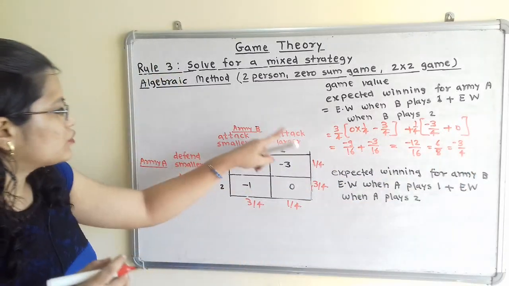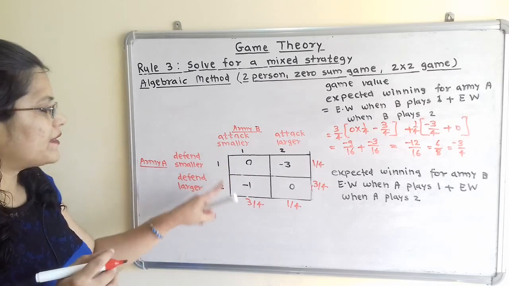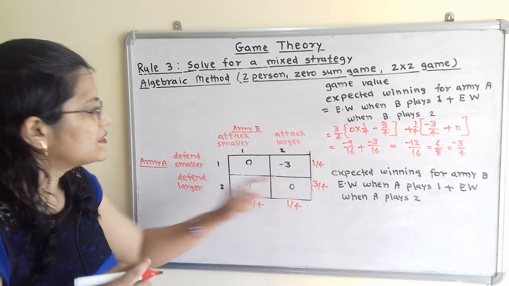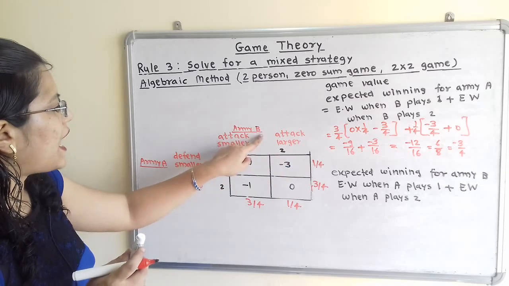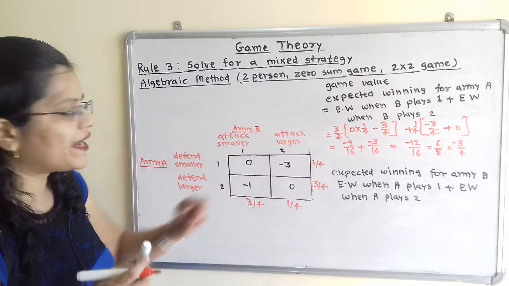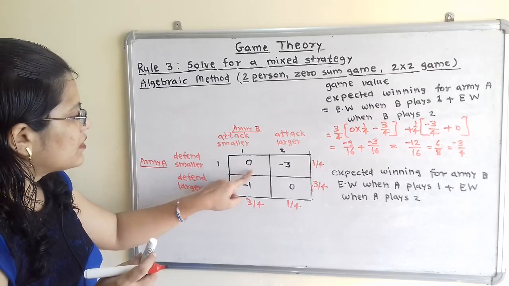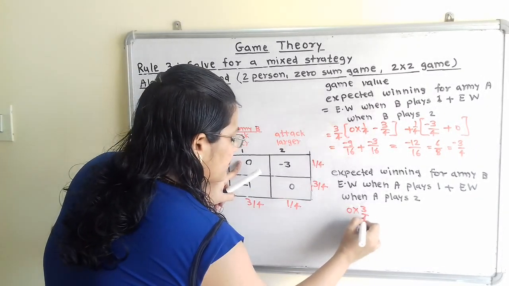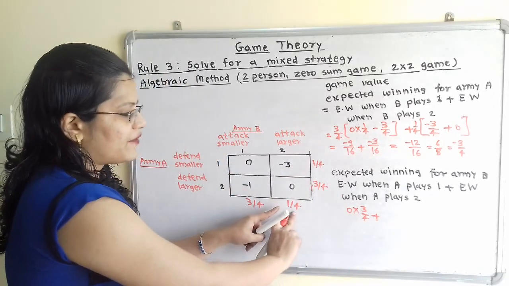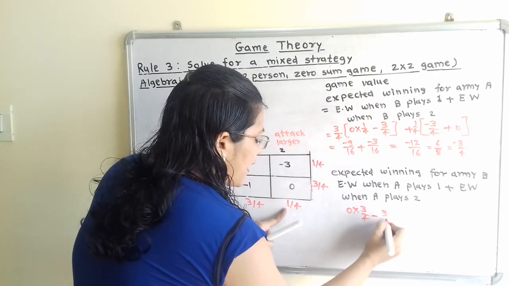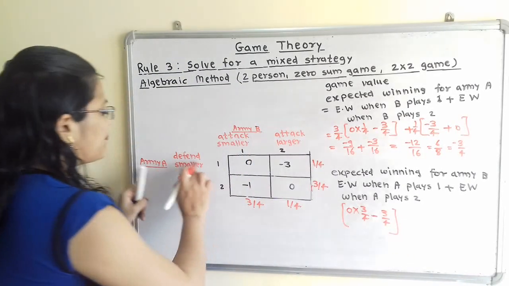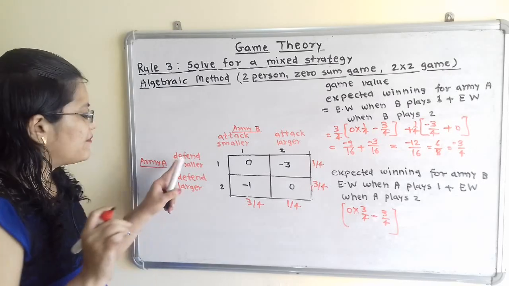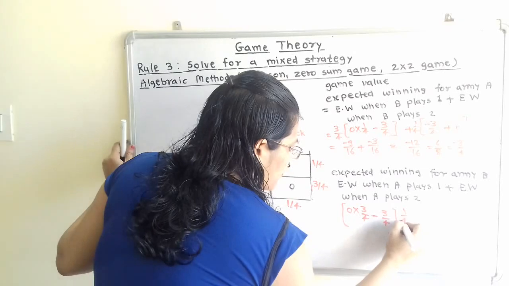Now we will move to the next, the expected winning for army B. The expected winning for army B will depend on the expected winning when army A plays the first strategy and when army A plays the second strategy. Now for this first strategy, army B has two elements, that is 0 and minus 3. For this 0, army B has 3 by 4 portion of time. So I will write 0 into 3 by 4 plus minus 3 into 1 by 4, that is minus 3 by 4. So I will directly write minus 3 by 4. This is when army A plays strategy 1. For this whole portion, 1 by 4 of the time will be played by army A, so we will multiply here 1 by 4.